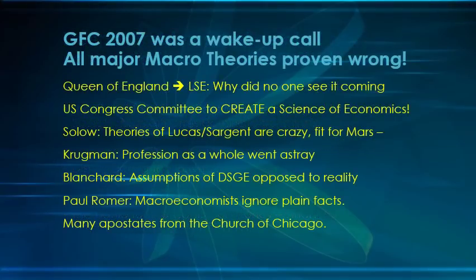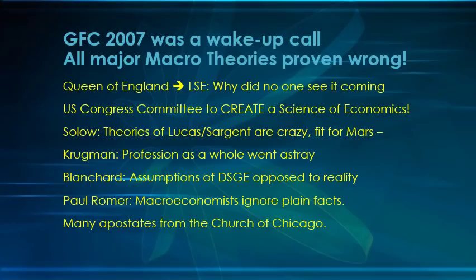When the global financial crisis occurred, all major macro theories were proven wrong. There are textbooks, some of you have seen them, on seven schools of macroeconomic thought. All seven schools were wrong. It's not that one of them was right and others were wrong. All of them proved to be unable to predict the global financial crisis. The Queen of England went to the London School of Economics to ask why did no one see it coming, and they had no answers. The US Congress created a committee to investigate, to create a science of economics.